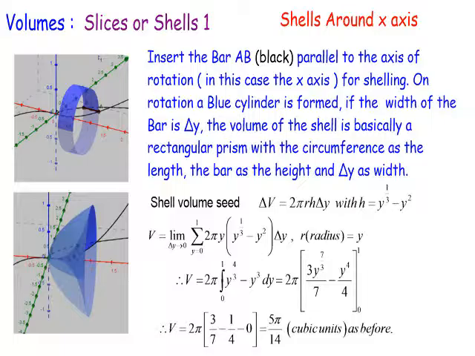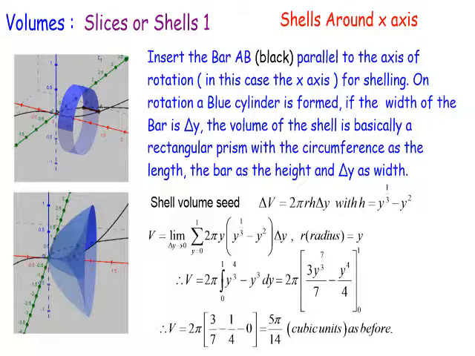Now, the width, you can see here, because the bar is moving up the y-axis, is going to be delta y, and the y bounds are 0 to 1, as are the x bounds in this case. Because we're moving it through the area from 0 to 1 up the y-axis, its bounds are y and its thickness is delta y. This helps us generate the volume seed. Now the volume seed is just 2 pi r h delta y.